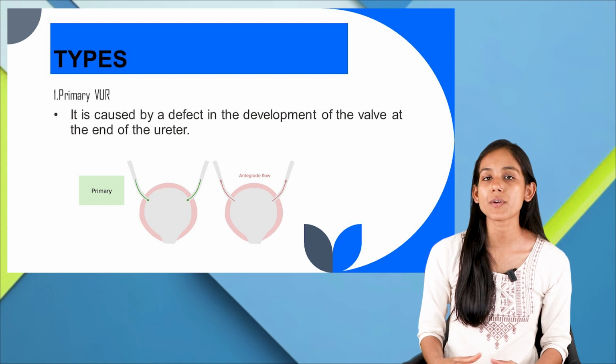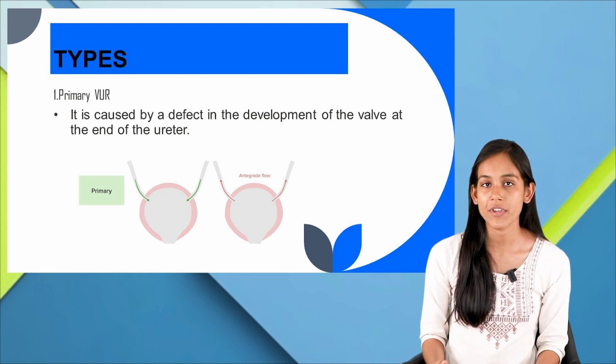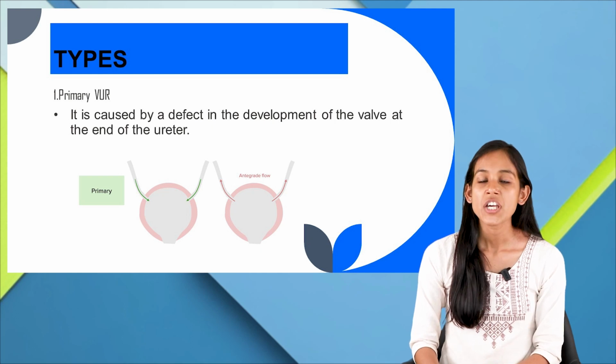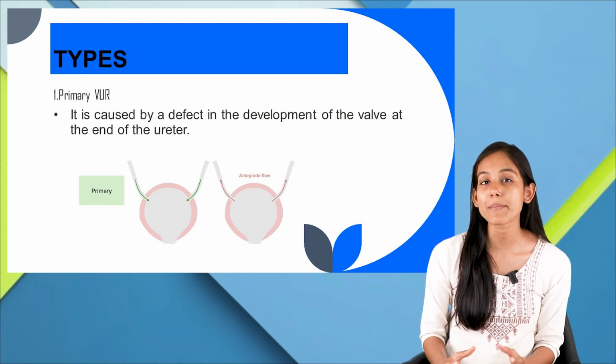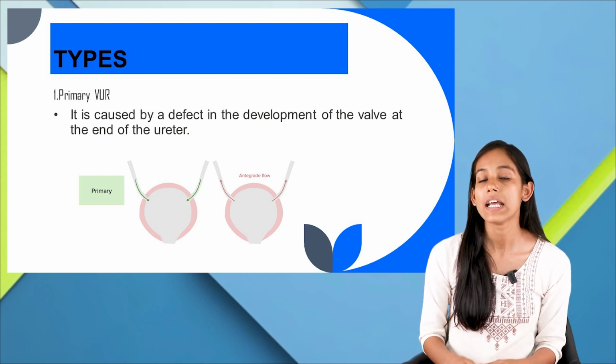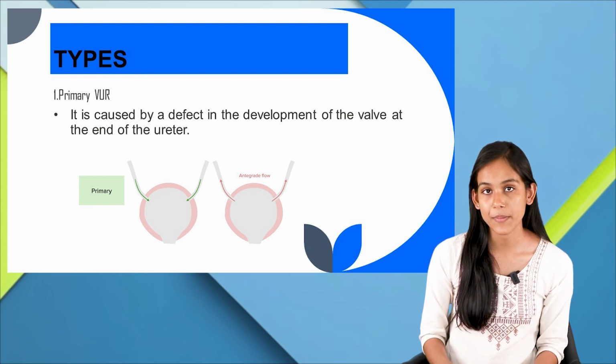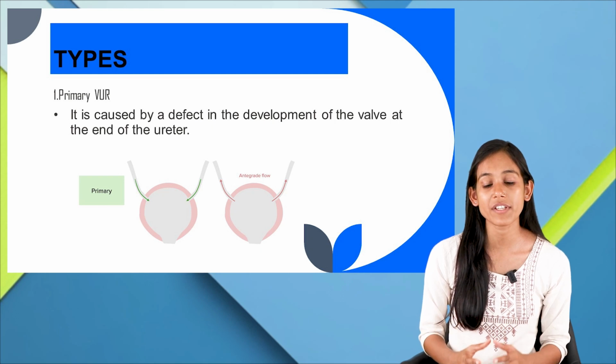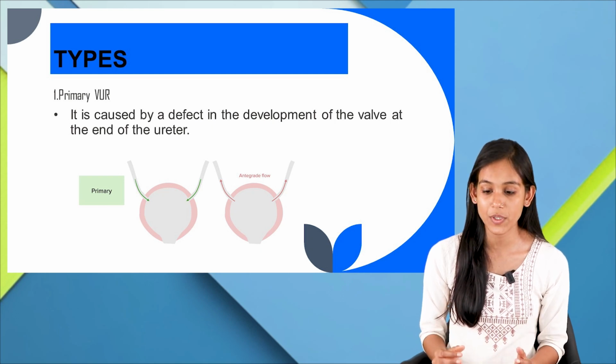Well, next let us move on to the classification of vesicoureteral reflux, or VUR. So majorly here we have two types of VUR, that is primary VUR and secondary VUR. So first let us talk about the primary vesicoureteral reflux. Now this is present at birth, and it is caused by a defect in the development of the valve at the end of the ureter.